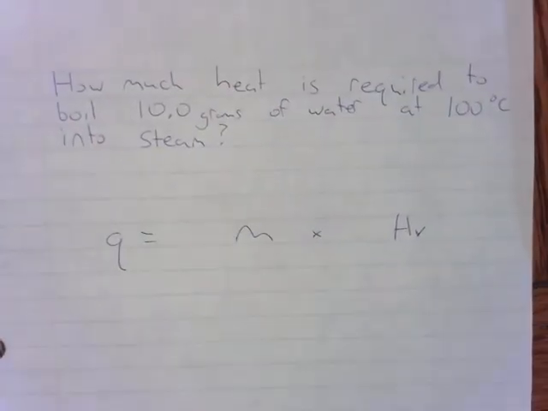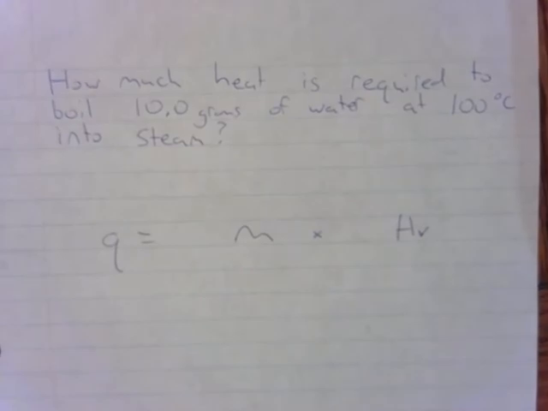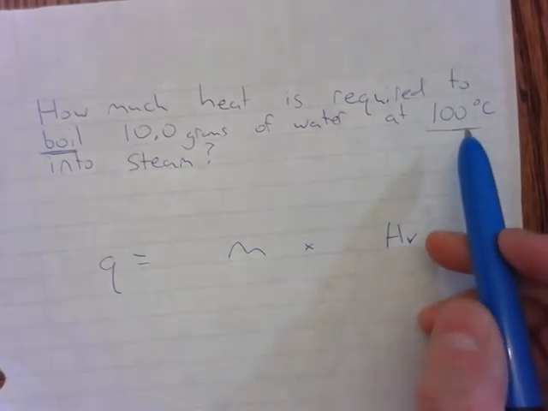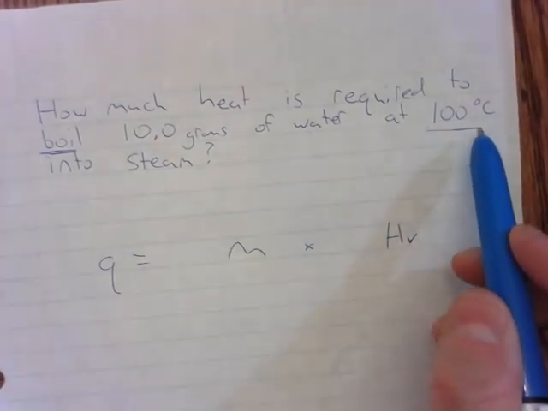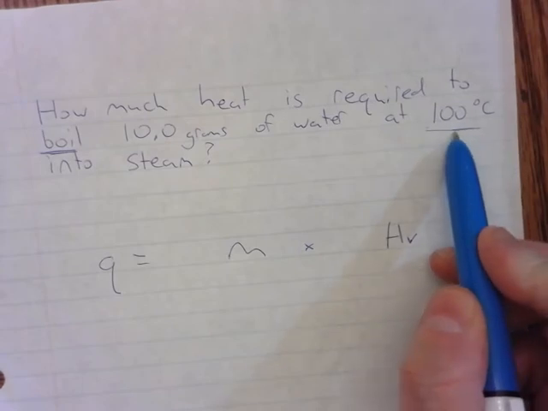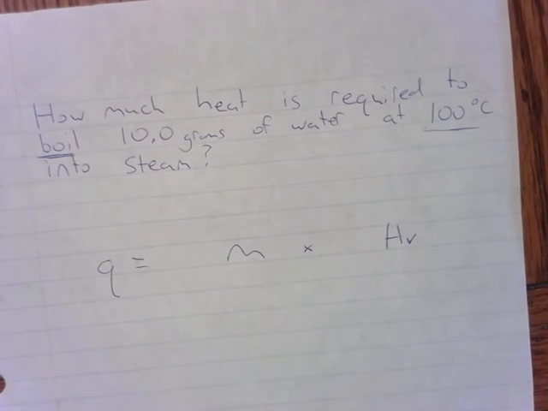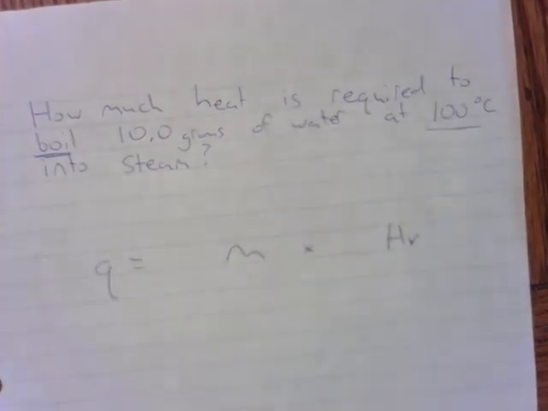How much heat is required to boil, this time, instead of melt, 10 grams of water at 100 degrees Celsius? Notice it's at 100 degrees because we're talking about water into steam. And again, there's no change in temperature. I never said it went any higher than 100. It's at 100, which means, once again, this is not a kinetic energy problem. This is a potential energy problem. We are just changing phase.